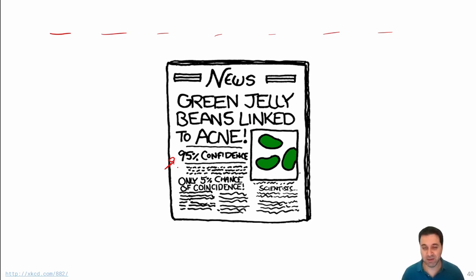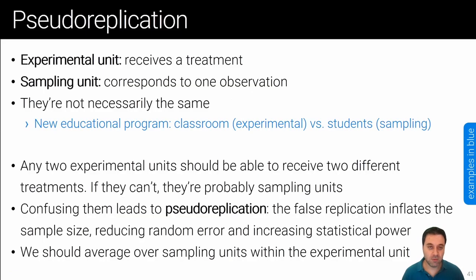This is completely relevant, and it's just a matter of properly accounting for all these threats to conclusion validity. And then there's one aspect I want to stop at for a little bit, which is pseudo-replication. When we carry out a study, we can differentiate between experimental units and sampling units. The experimental unit is the one that receives a treatment.